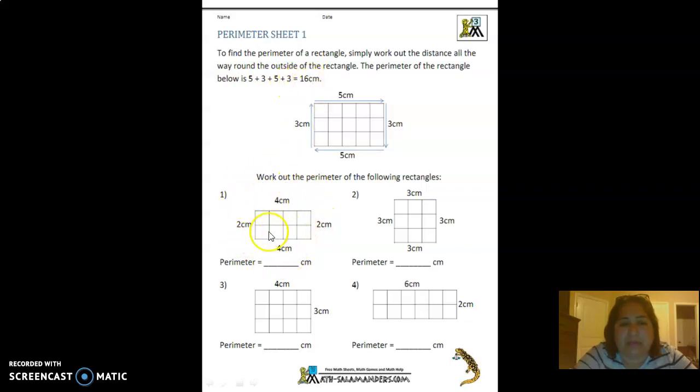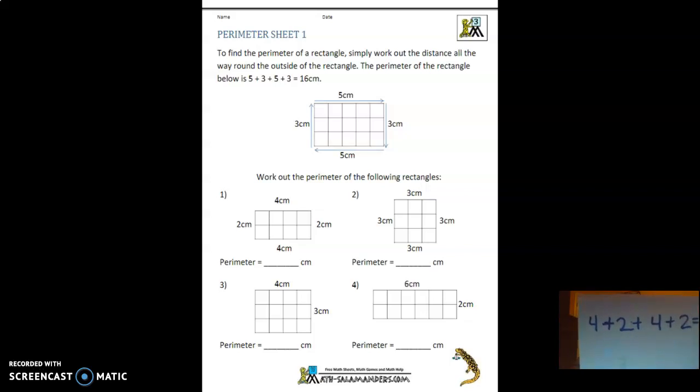This is the first one. You want to work it out together? Work out the perimeter, okay? Let me look for it right here. Try to work it out, and I'm going to go over it with you. Okay, ready, Mario? Okay.